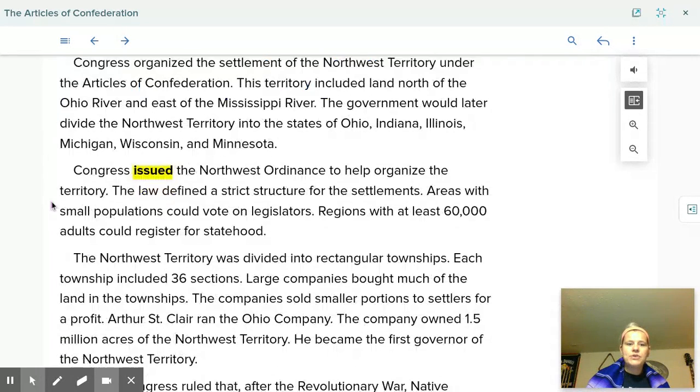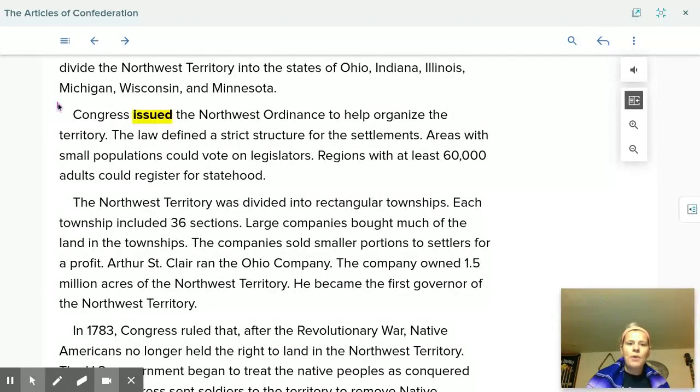Congress issued the Northwest Ordinance to help organize the territory. The law defined a strict structure for the settlements. Areas with small populations could vote on legislators. Regions with at least 60,000 adults could register for statehood.